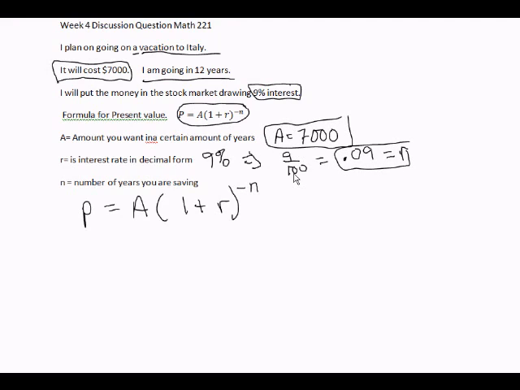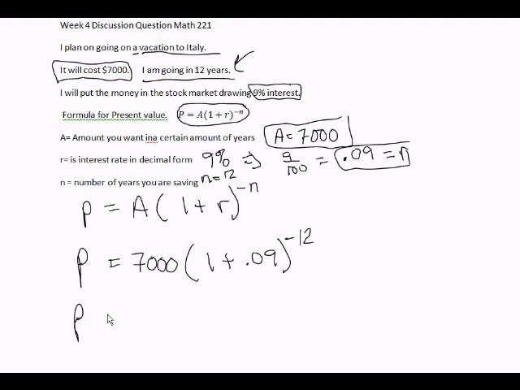My A was 7,000. And the number of years you are saving for this trip, for me, I know the number of years is 12 years. So my N equals 12. So I'm just going to fill in the blanks. P equals A. I want to save $7,000. 1 plus my interest rate is 0.09. You have to have it in decimal form. Raised to the negative n power, and my N is 12.